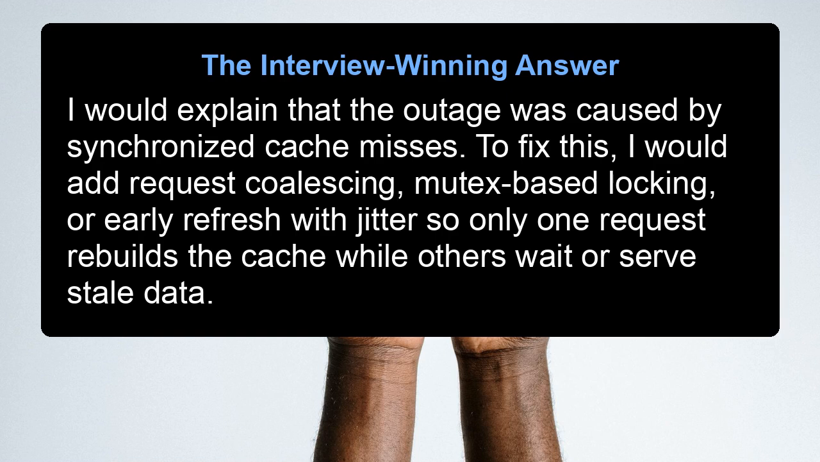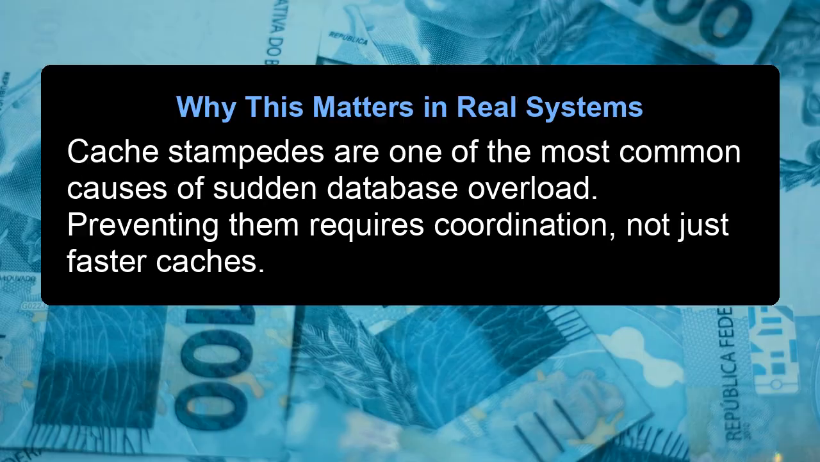The interview-winning answer. I would explain that the outage was caused by synchronized cache misses. To fix this, I would add request coalescing, mutex-based locking, or early refresh with jitter, so only one request rebuilds the cache while others wait or serve stale data. Why this matters in real systems. Cache stampedes are one of the most common causes of sudden database overload. Preventing them requires coordination, not just faster caches.